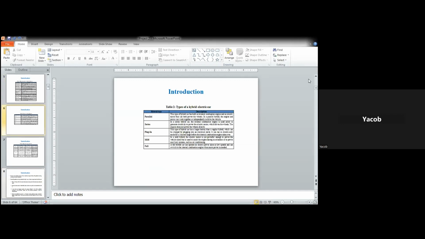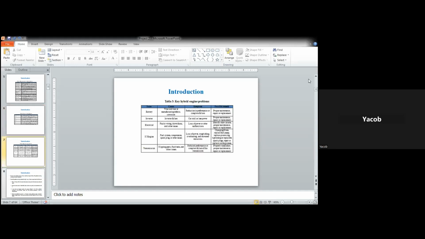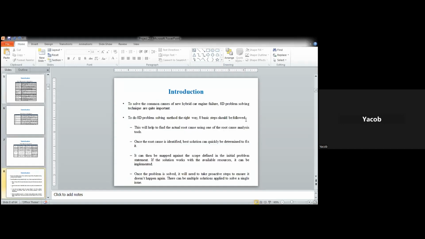Again, we need to show the different hybrid electric cars. Then the key hybrid engine problems are also mentioned for the two parts. For the electrical part, mainly the battery and inverter, the electrical system, the type of problems that can happen, the symptoms of these problems, and the possibilities we also try to mention. Again, for the IC engine and for the transmission, the same procedure is followed to mention the causes, the symptoms and possible remedies.